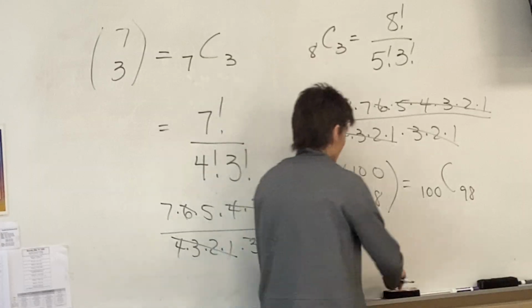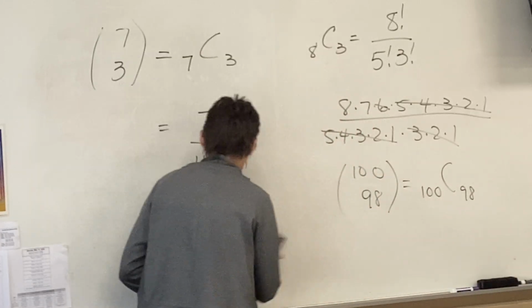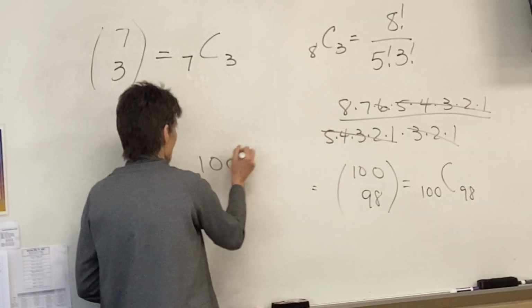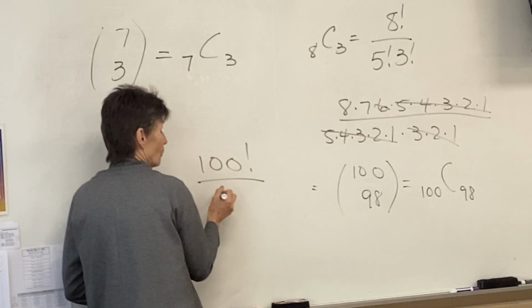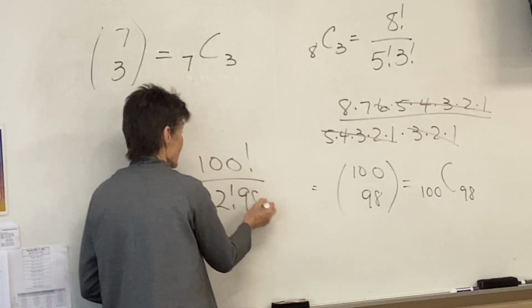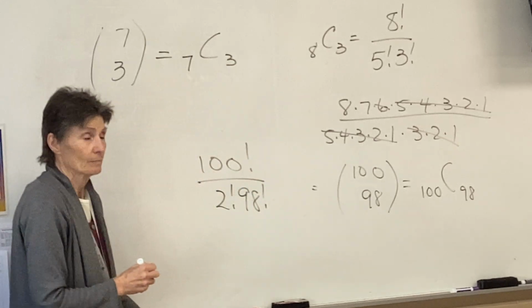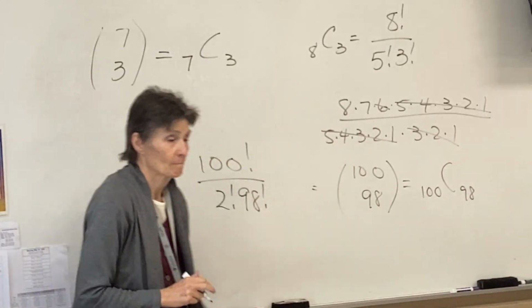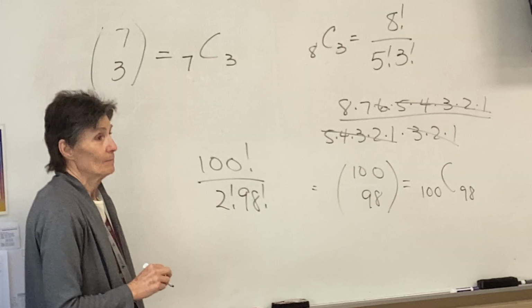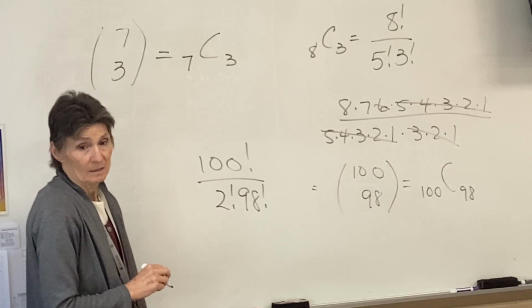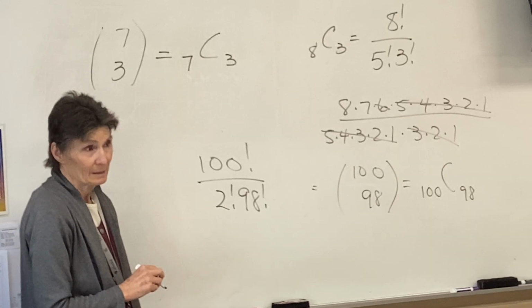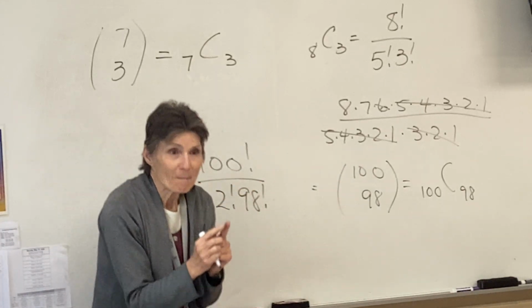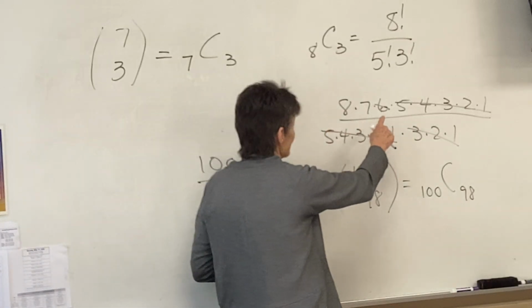Wow. What's the formula for that? 100 factorial. That's going to be 100 factorial over 2 factorial, 98 factorial. Man, oh man, I do not want to write this out. But you don't have to, because look what happens.